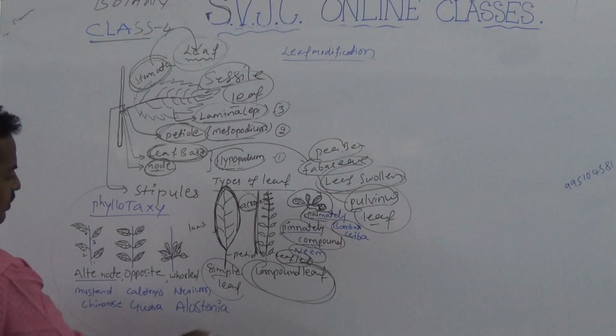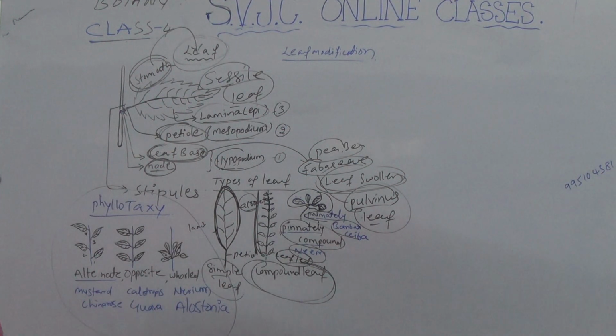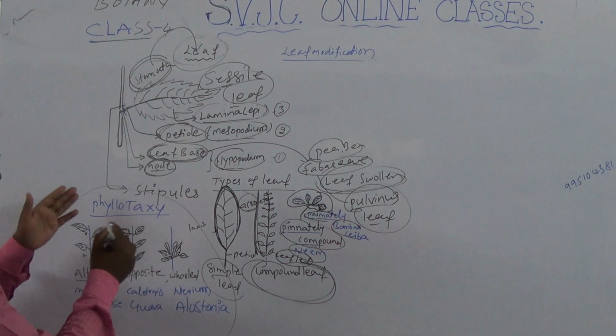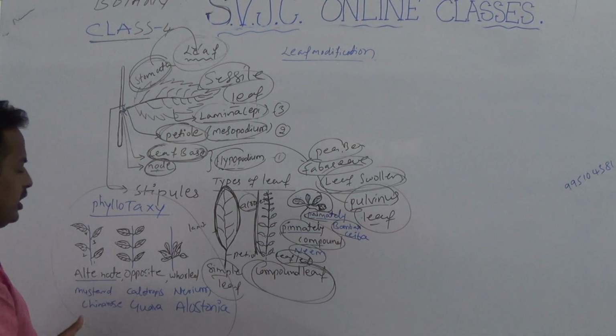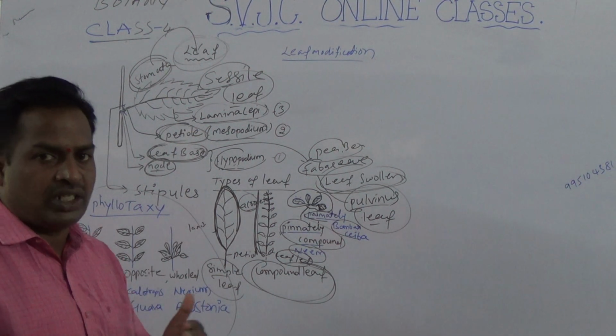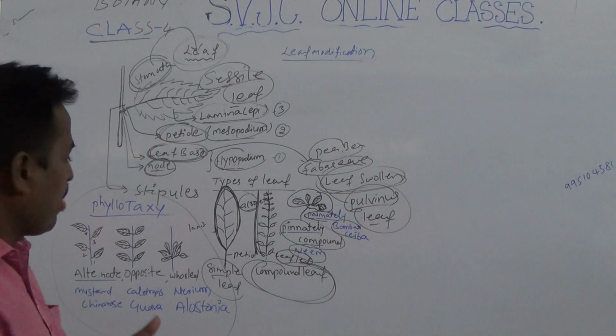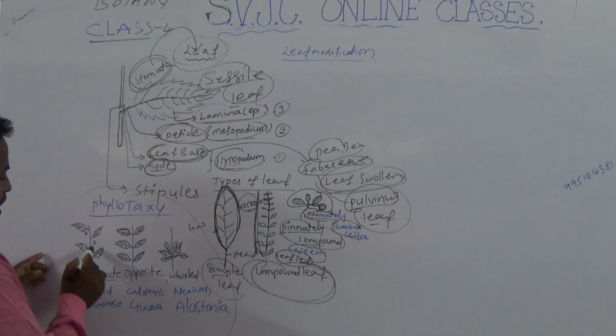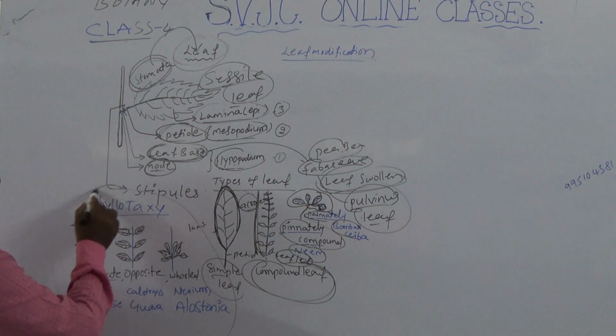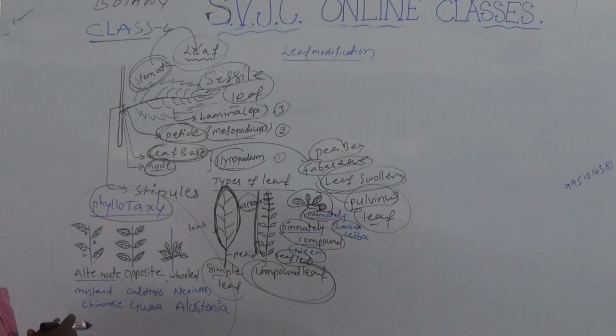Now another important point: phyllotaxy. What is phyllotaxy? Phyllotaxy is nothing but the mode of arrangement of leaves. The mode of arrangement of leaves on the stem or branches is called phyllotaxy.